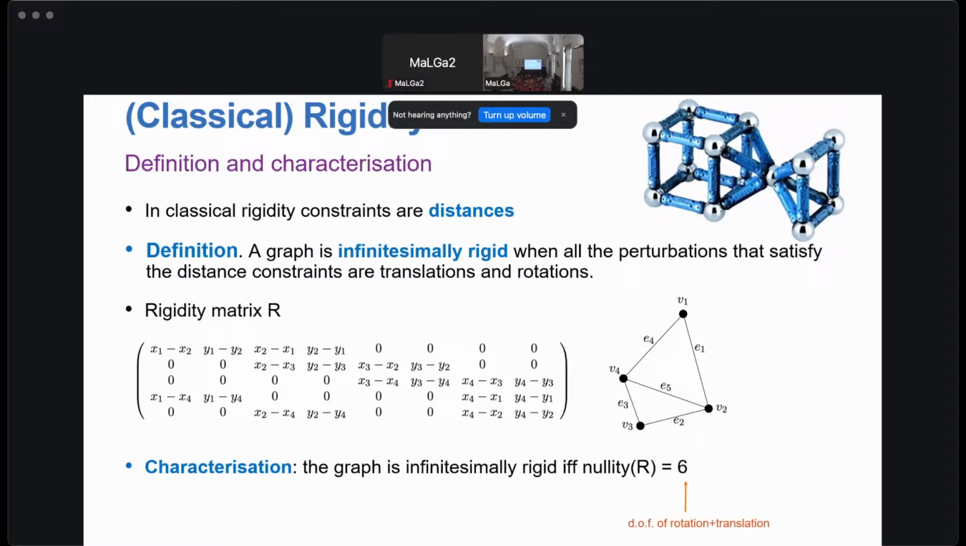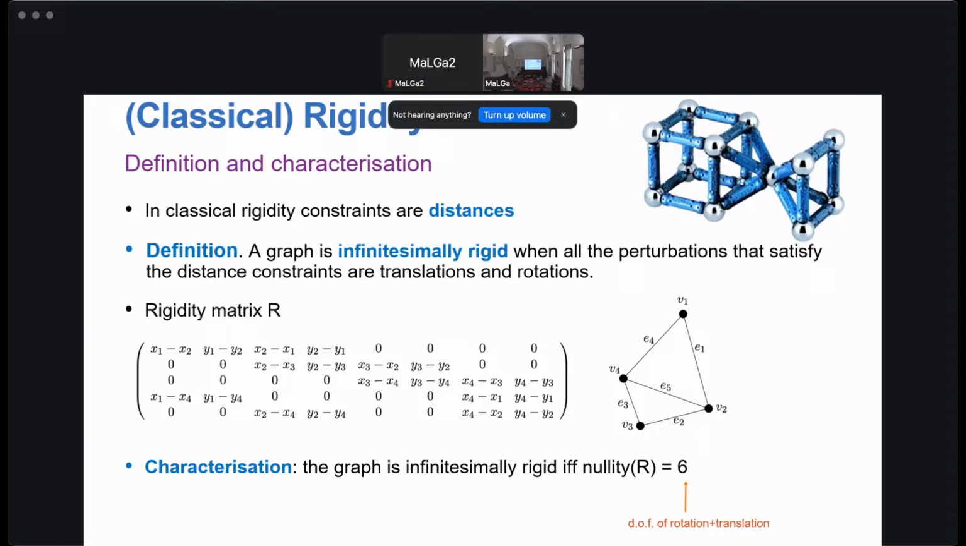In particular, we are interested in the notion of infinitesimal rigidity that requires that all the local perturbations that satisfy the distance constraints are translations and rotations only. So there are no other transformations allowed. And this infinitesimal rigidity can be checked by building a rigidity matrix, which depends on the structure of a graph and the coordinates, and computing the rank of the matrix, in particular the dimension of the null space. And so this is fairly intuitive. You want the dimension of the null space to have space only for the trivial transformations.